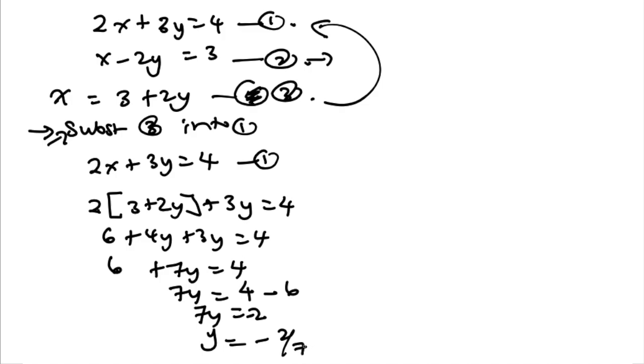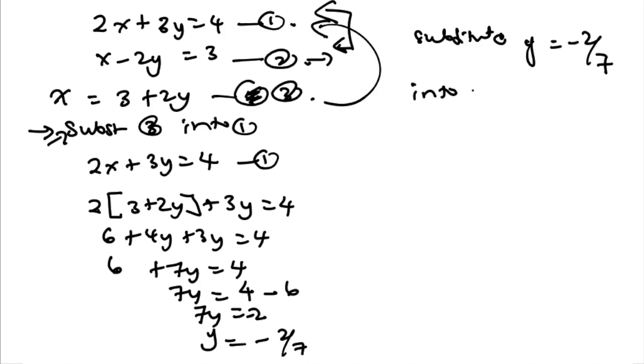So that is our y here. Once you get y, substitute y equals minus 2 over 7 into either one of these to get x. Because we need to solve the system. Solving a system means finding x, finding y.